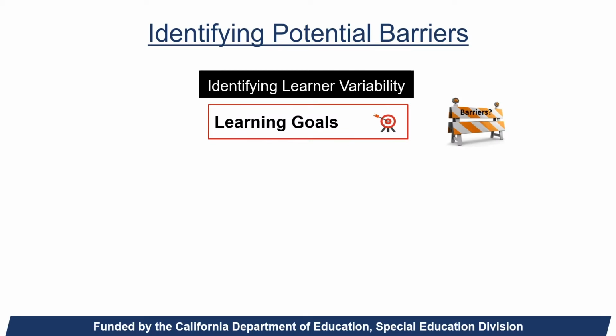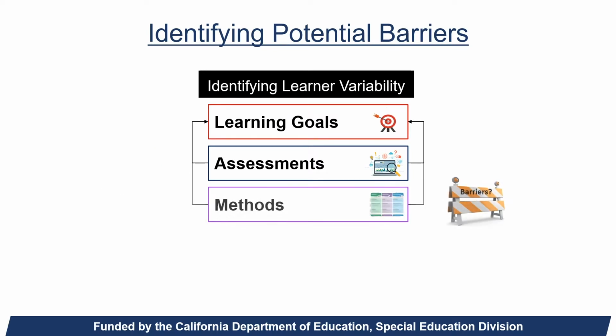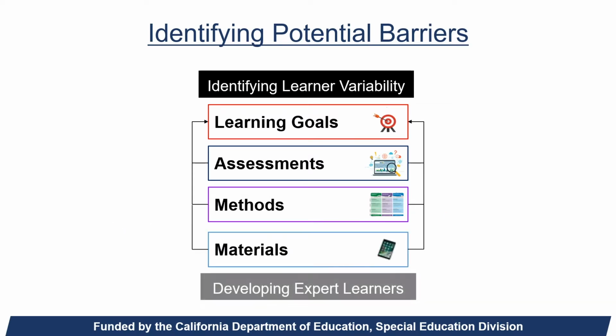By removing potential barriers within the lesson objective, we can create assessments that are directly connected to what we are teaching and wanting students to learn. From there, we use the UDL guidelines to create barrier-free methods and materials to deliver instruction that are concretely tied to the learning goal and assessments.